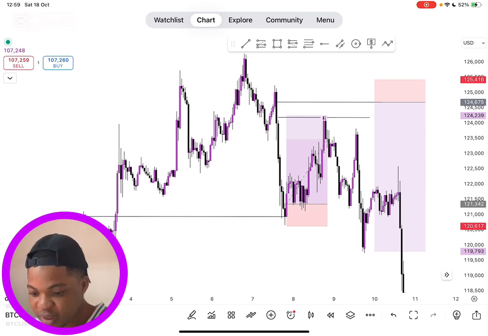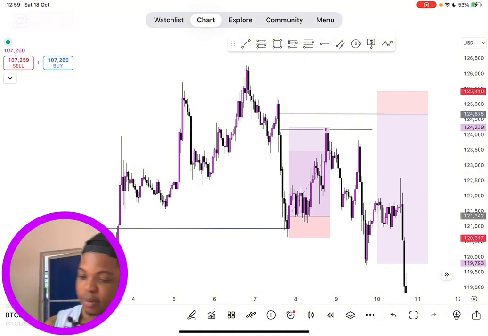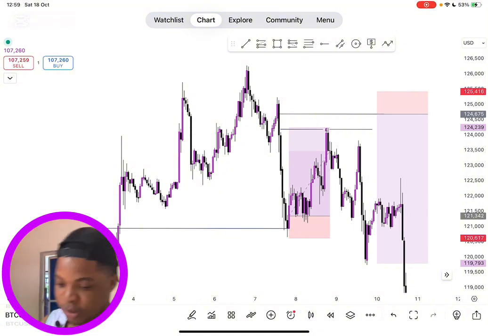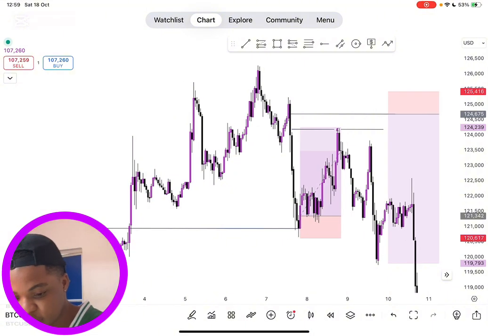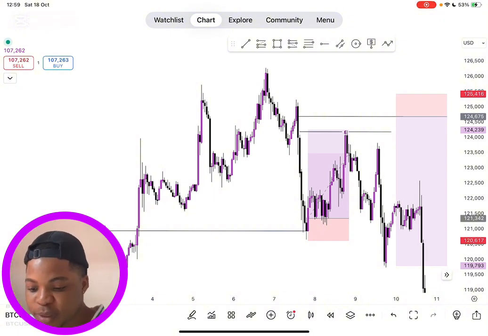Now, during my study last week, I found out that this was not the only buy I was supposed to take. This was not the only buy that I was supposed to take, because my strategy says come in the morning on your 1 hour time frame and look for the most recent break of structure.